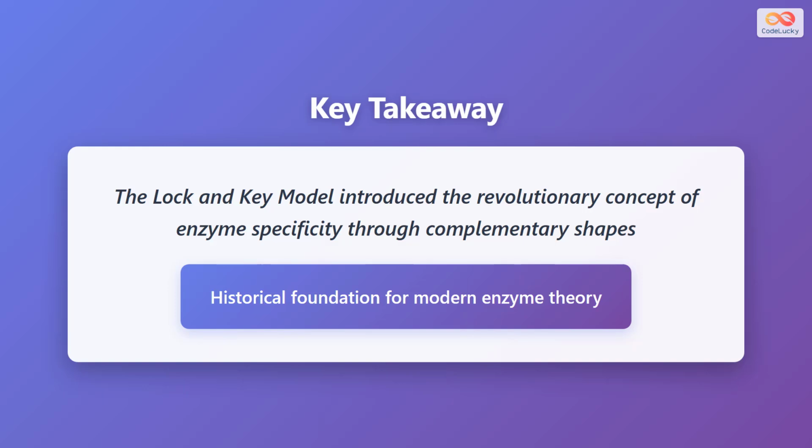In conclusion, the lock and key model introduced the revolutionary concept of enzyme specificity through complementary shapes. While we now understand that enzymes are more dynamic than this model suggests, it remains a historical foundation for modern enzyme theory. It represents a crucial step in our understanding of how biological molecules recognize and interact with each other. Even today, when teaching enzyme function, we often start with this model because of its clarity and intuitive appeal, before moving on to more sophisticated concepts.